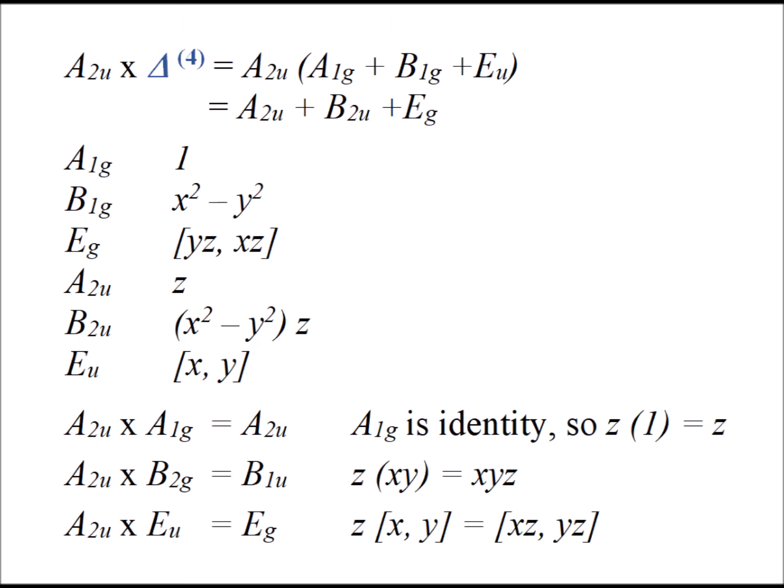Recall that we figured out that delta 4 can be reduced to the linear combination A1g plus B1g plus Eu. For our reducible representation for pi bonding in the molecule, we have to multiply that by the irreducible representation that has z as its basis function. We use the z basis function because we're interested in the pz orbitals. And then we can multiply A2u times delta 4 and see that equals A2u plus B2u plus Eg.